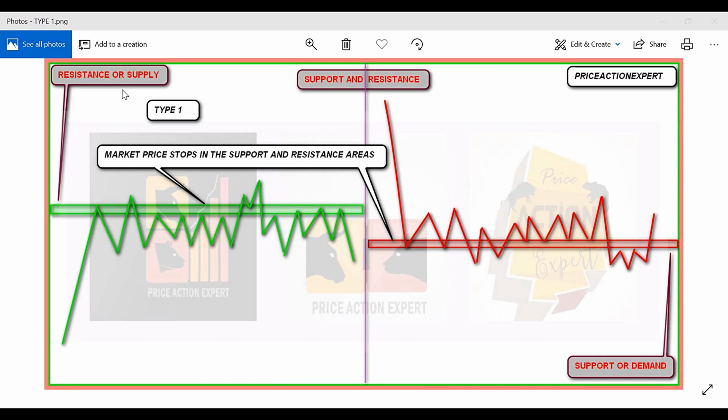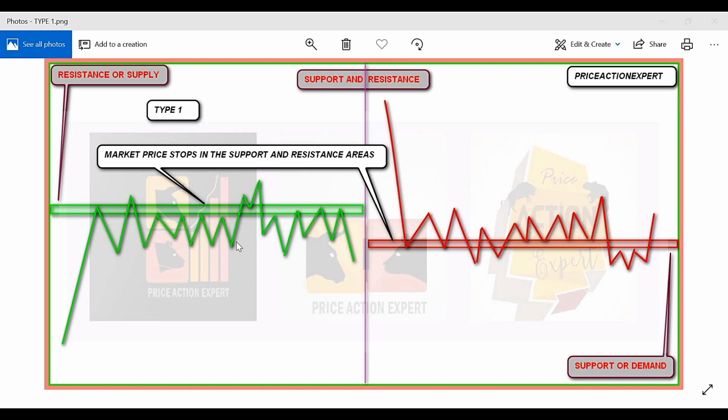Resistance can also be called supply. See here, support can also be called demand. Okay, in this type 1, you can see the market price stops in the support and resistance areas. This is the support area. The market falls from the top and reaches the support or demand area, and you can see the price holding on that place exactly. The same happens in the resistance area. The market moves from down to top to reach the resistance or supply area, and you can see the market price holding in those areas.